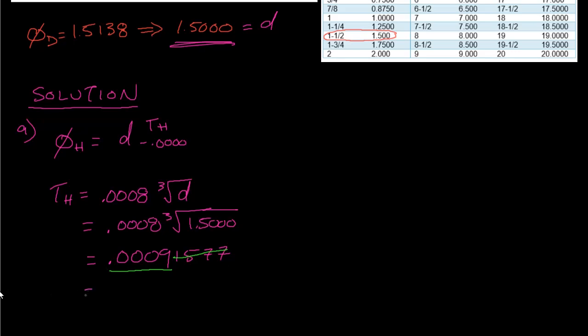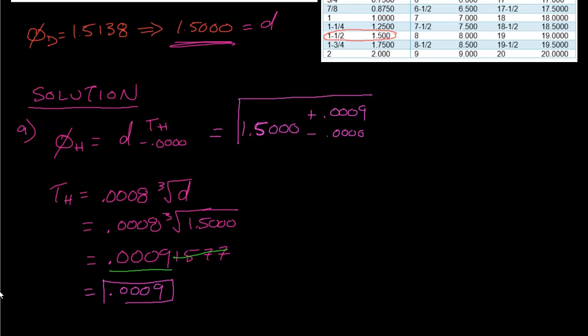And the tolerance of the hole is 0.0009. Okay, I'll put a box around that because that's important. Now I'm going to fill this in. So the diameter is 1.5000 plus 0.0009 minus nothing, 0.0000. Okay, so this is my final answer for the hole diameter. So I'll put a box around that too.